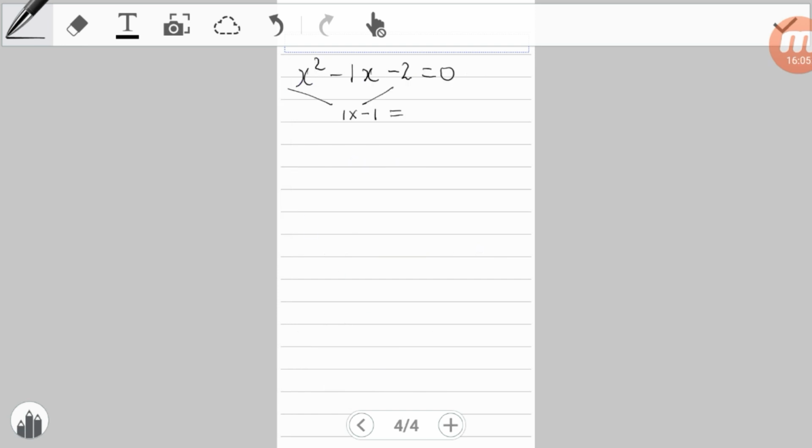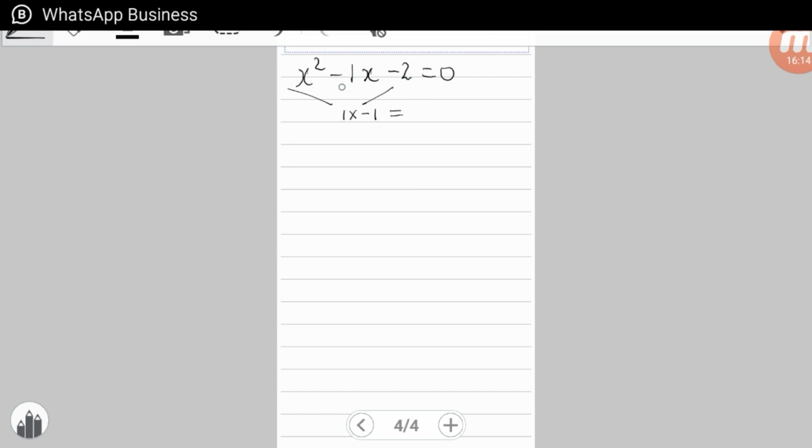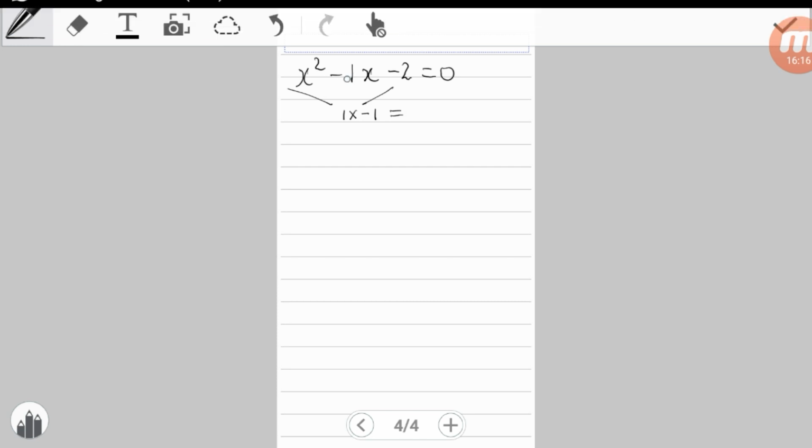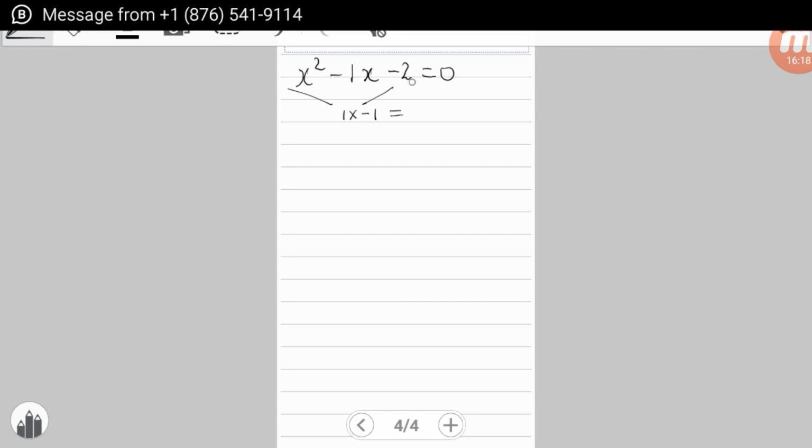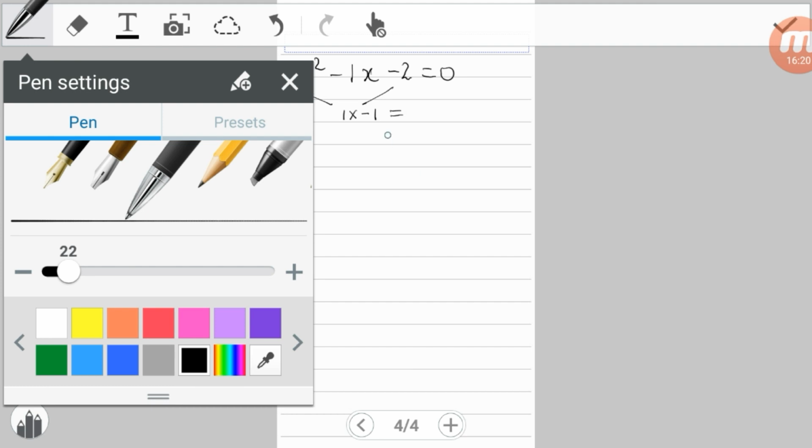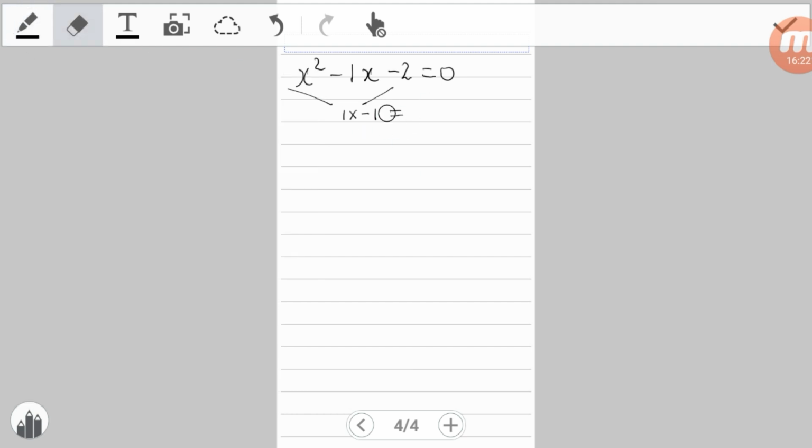Alright guys, so as it relates to that particular question, I think I may have made an error with the numbers. I think that our constant here should have been a 2. So the middle term here should have been a minus 1, and the end term here should have been a minus 2. So therefore we would have had here 1 multiplied by negative 2 should have been equal to negative 2.